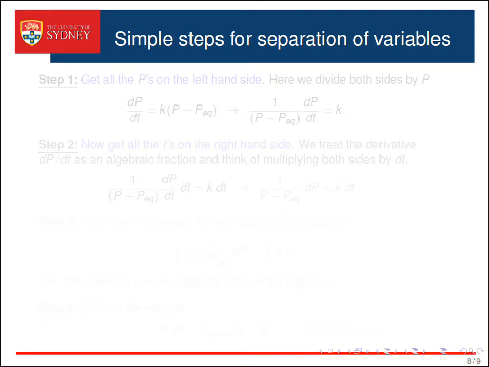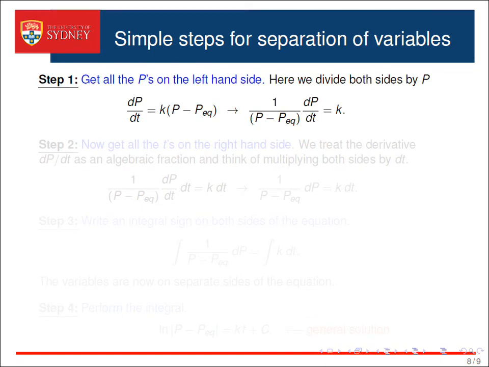Slide 11. Simple method for remembering separation of variables. Here we give 5 simple steps to help remember the method of separation of variables shown on the last slide. They are intended as an easy method of remembering how to separate the variables in a differential equation if that is possible. In step 1, we divide both sides by P minus P equilibrium. This gets all the terms containing P onto the left-hand side.